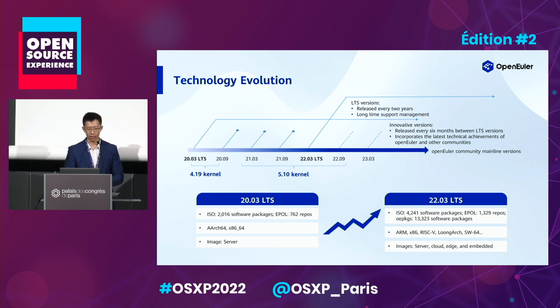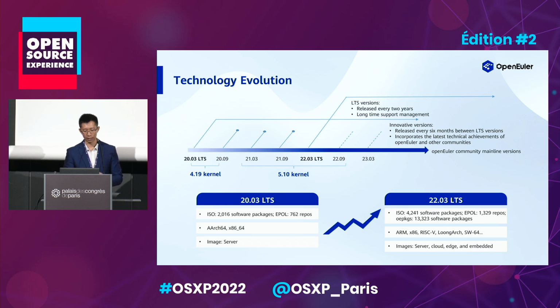The life cycle of the long-term support version is approximately 6 to 8 years, and it will be discussed by the technical group in the community to decide whether we can prolong the whole life cycle. So all the decisions will be made inside our community, if you can join it.